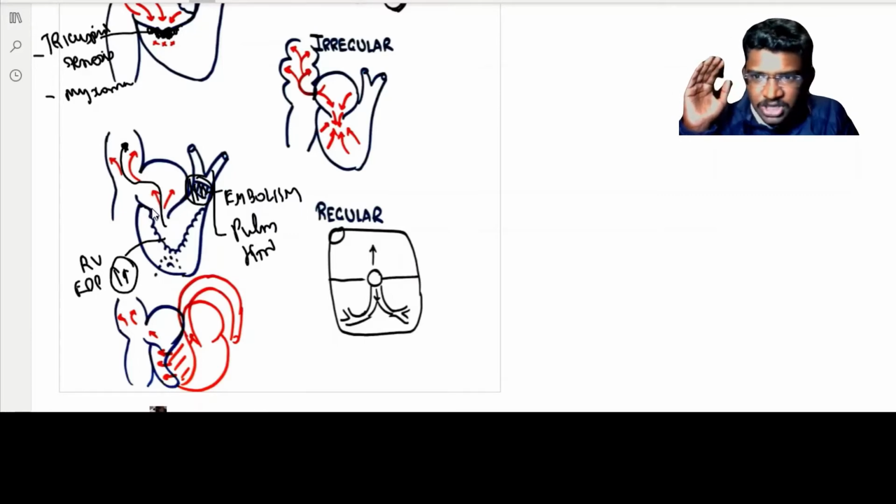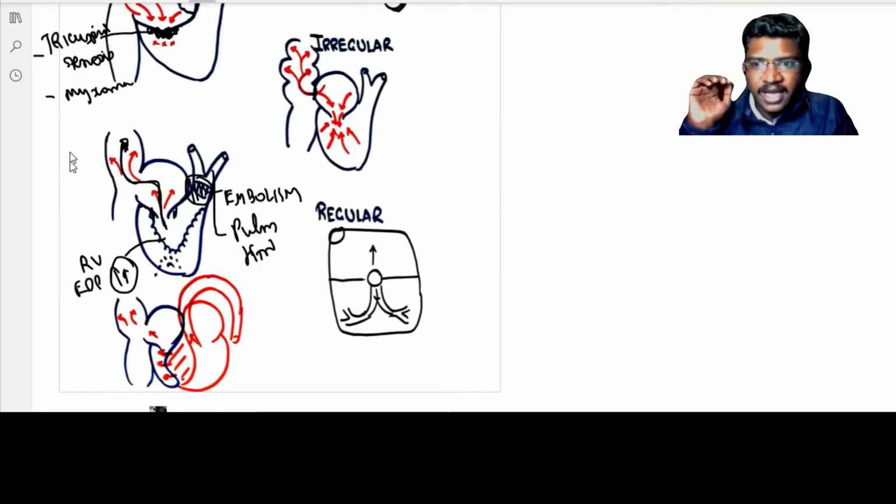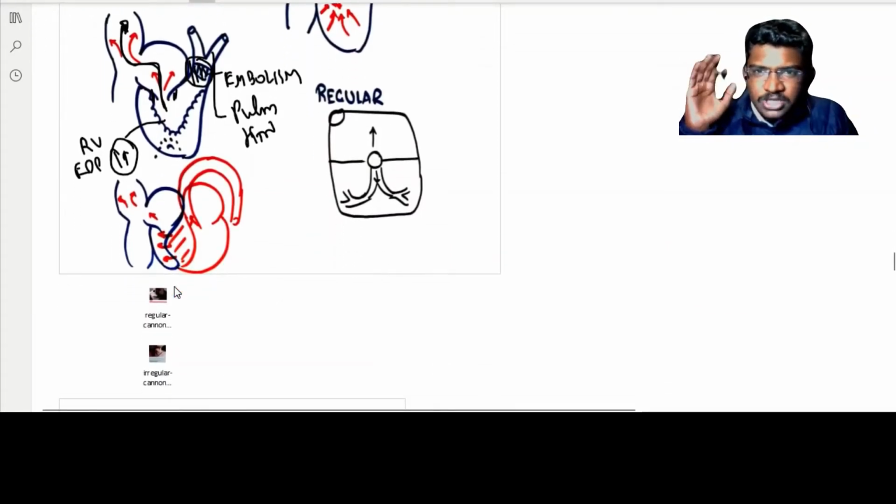As during this A wave production, the tricuspid valve remains open. So this back pressure is transmitted to the jugular veins, producing a prominent A wave even in cases of right ventricular outflow tract obstructions. Okay, yeah. Next is, can any pathology in the left side cause elevated A waves? Yeah, let's see. Two causes.